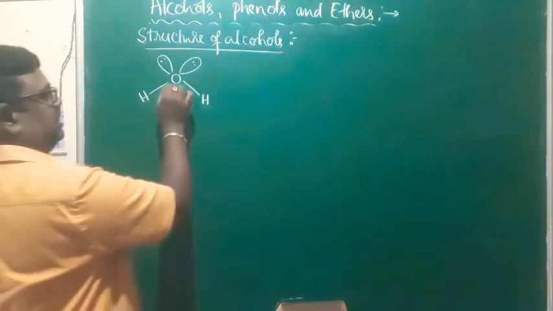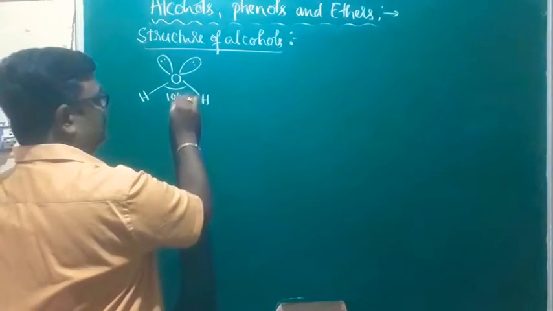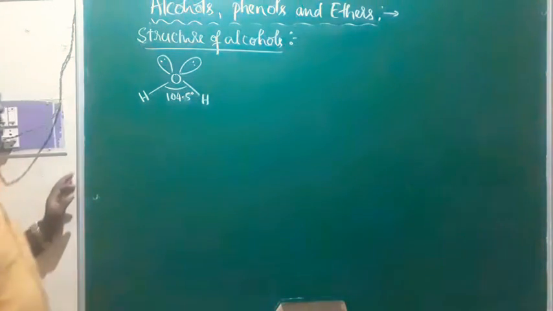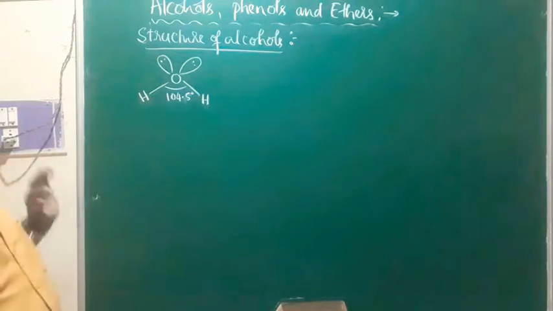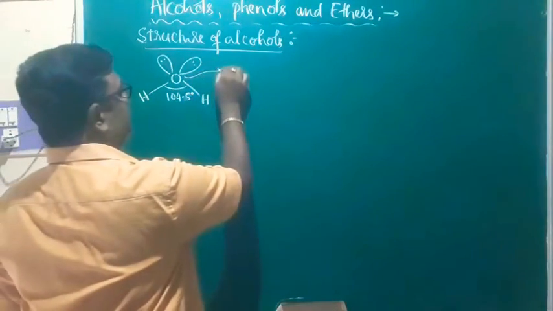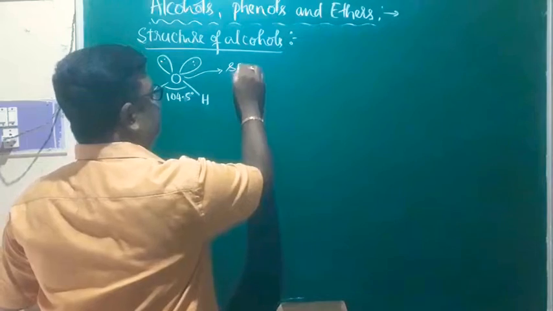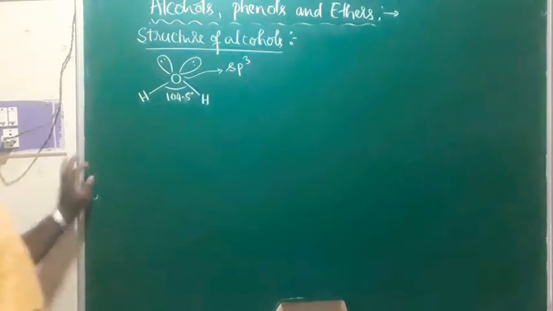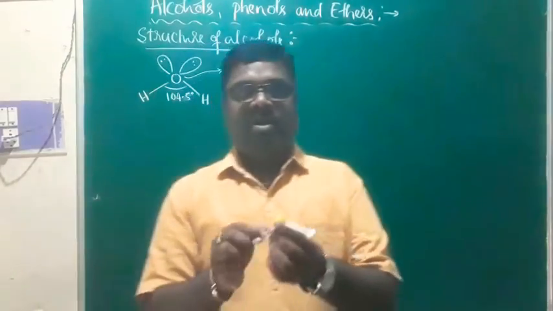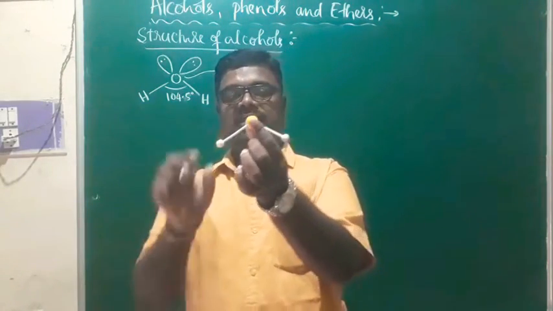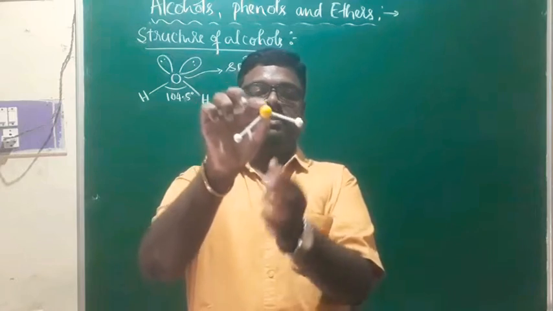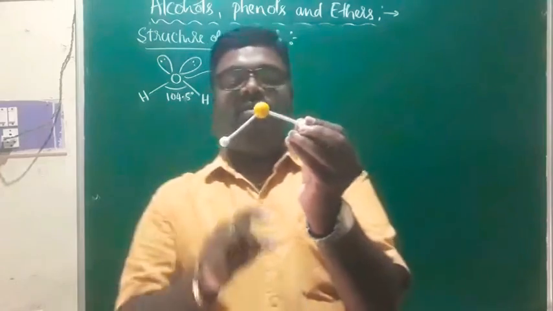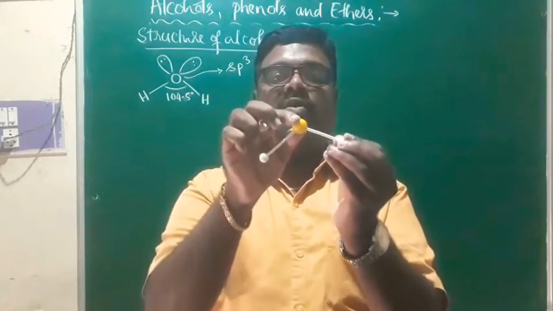We studied that the bond angle is 104.5 degree. That is the structure of water, and this oxygen is sp3 hybridized. Oxygen of water is sp3 hybridized. Look at this, this is one simple model. The yellow sphere is oxygen, to which two hydrogen atoms are attached, and this is water with a bond angle of 104.5 degree.